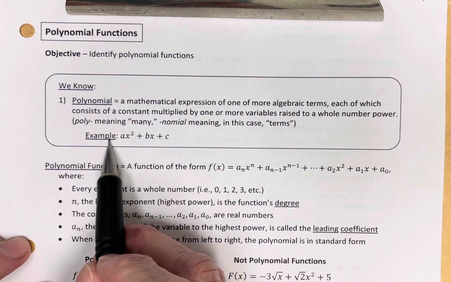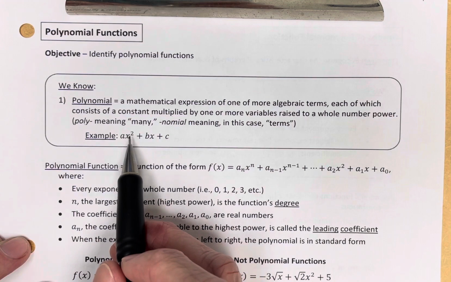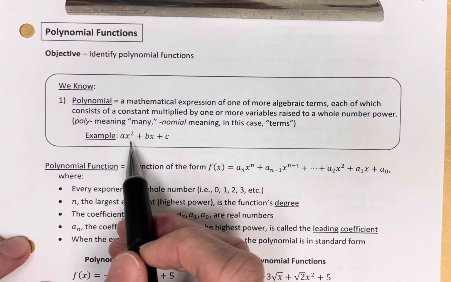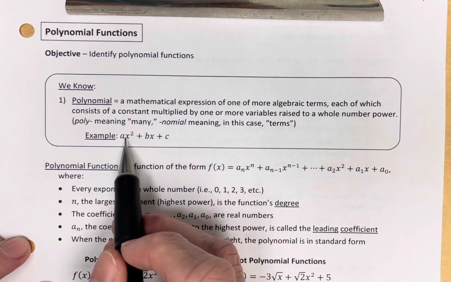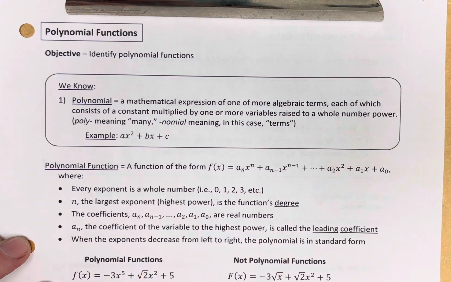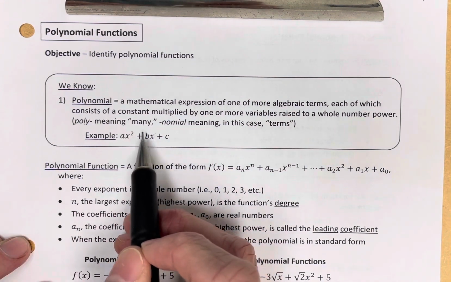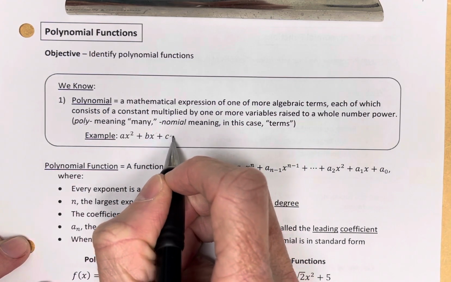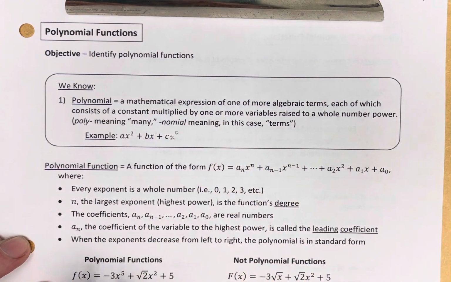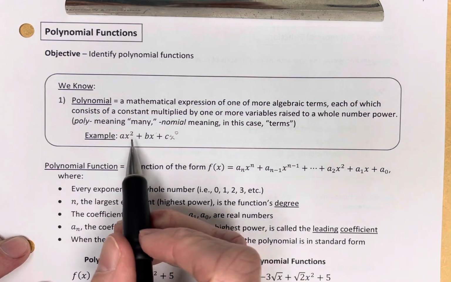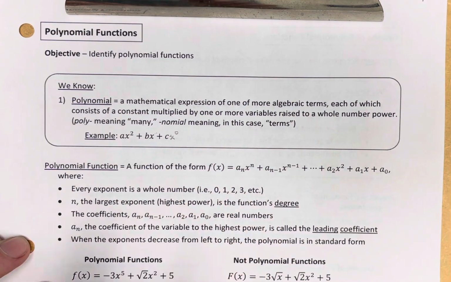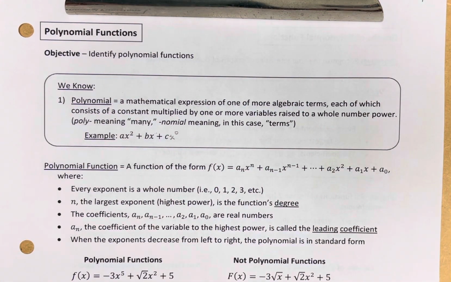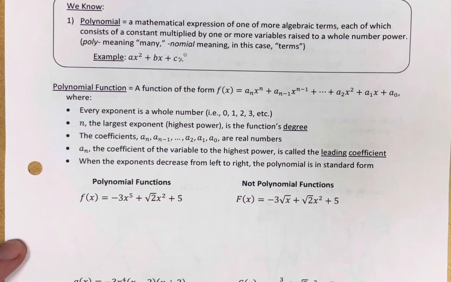So here's an example of a second degree polynomial, also called a quadratic, ax squared plus bx plus c. Whole number powers. You could write an x here if you wanted to and put a 0, because anything to the 0 power is 1. But it's key to have whole number powers. Okay, so what's a polynomial function?